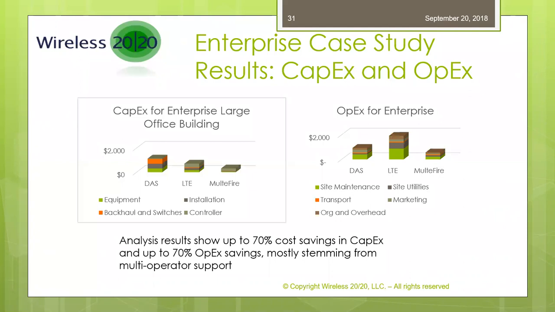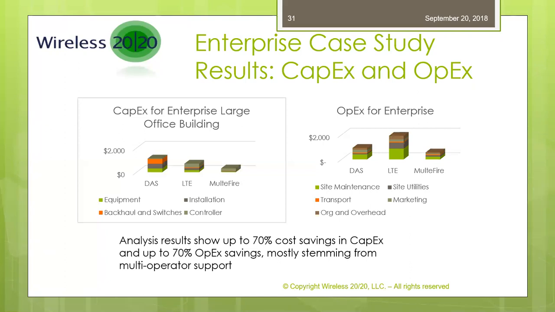So as we look at, again, from a Capex standpoint and from an OpEx standpoint, when we look at Capex, we see advantage for MulteFire over both. An LTE small cell deployment on the Capex side is probably some cost savings over DAS, but when we look at the OpEx savings, there's greater savings for DAS over LTE. And again, in both cases, MulteFire has quite an advantage. So in this case, we look at up to 70% cost savings on the Capex side and 70% on the OpEx side.